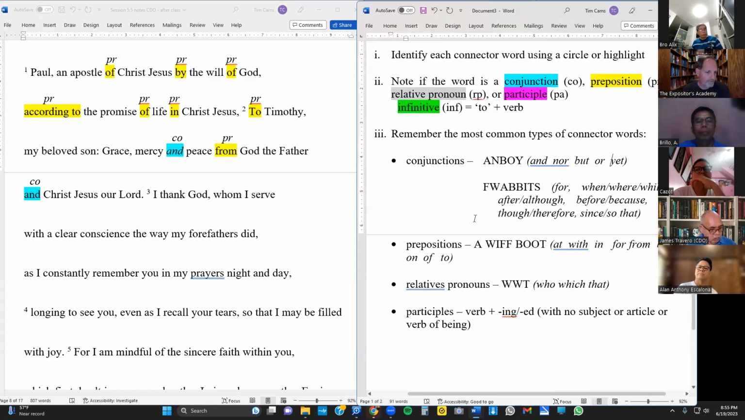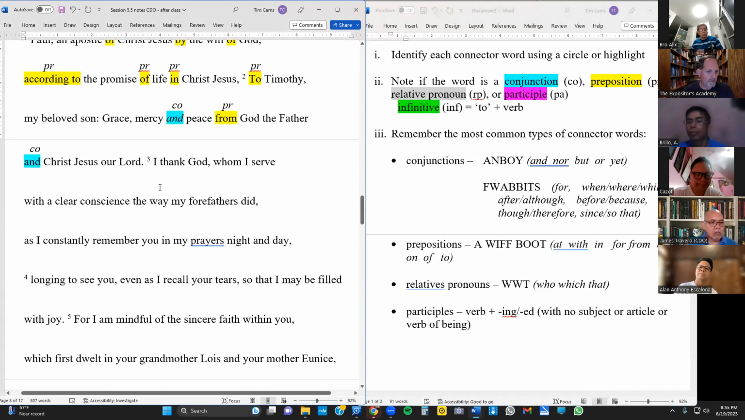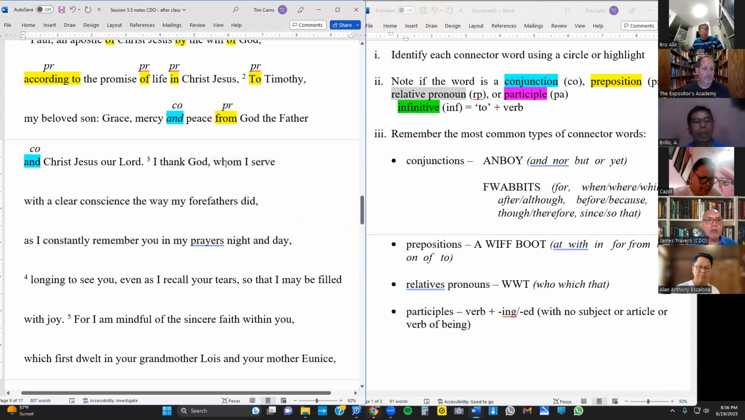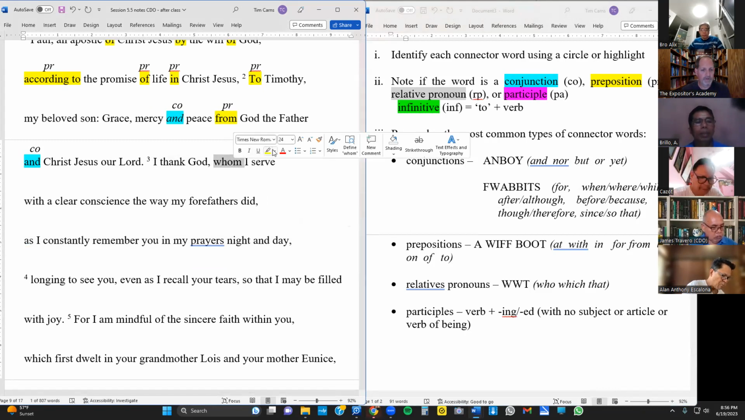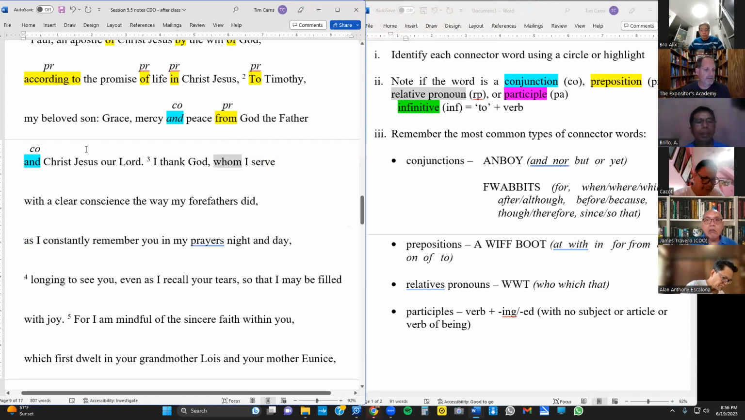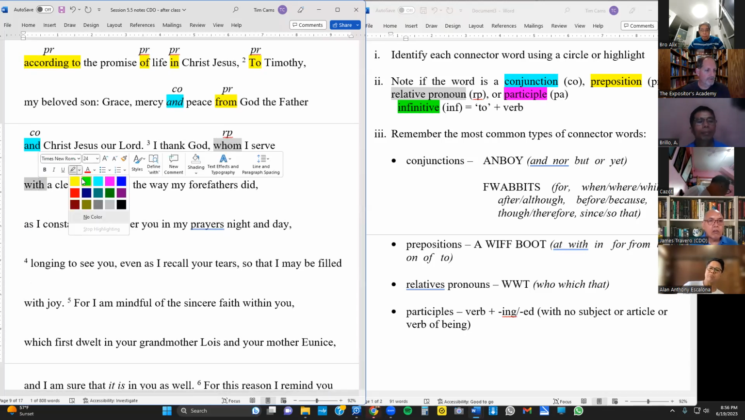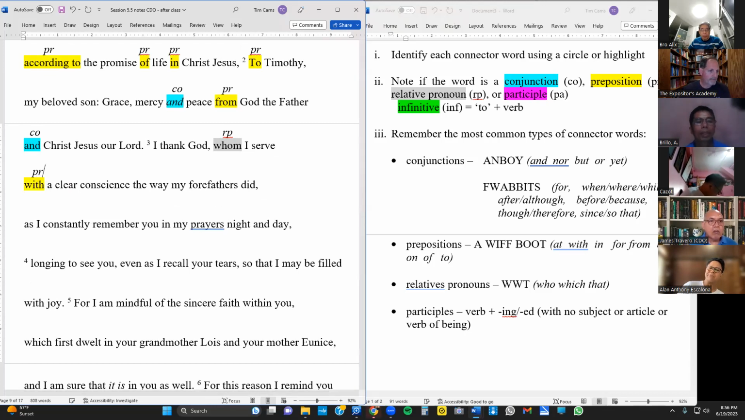How about you take verse 3 for us here? Verse 3: "whom I serve." Okay, whom? What kind of connector word is that? Relative pronoun. Very good. So we're going to color that in gray, and then I'm going to put RP over the top of that for relative pronoun. Good. Then "with a clear conscience," "with" is a preposition. Yep. Any other ones?